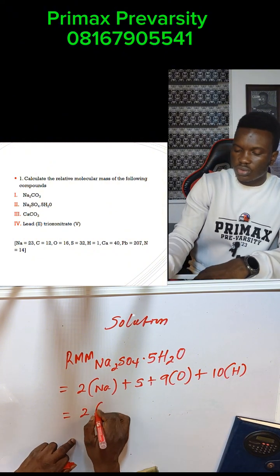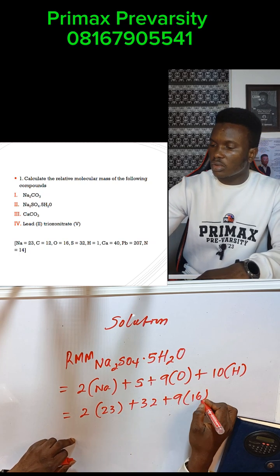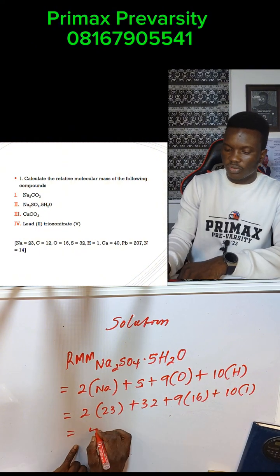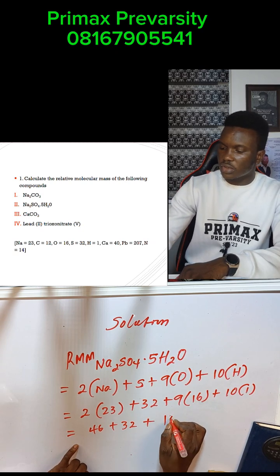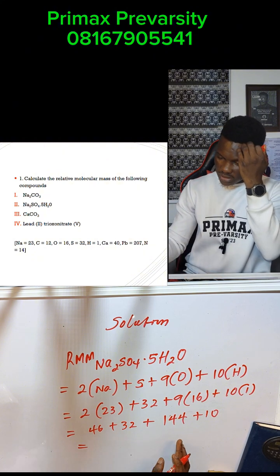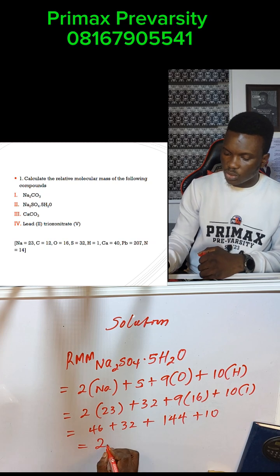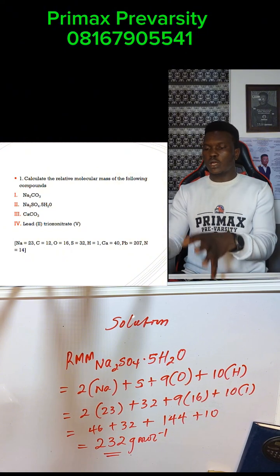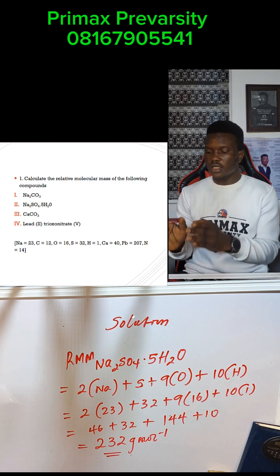So you're going to now have 2 into 23 plus 32 plus 9 into 16 plus 10 into 1. If you do that all together, this will be 46 plus 32 plus 9 times 16, that's 144, plus 10. So altogether, 46 plus 10 is 56, plus 54, that's 200, plus 32, so that's 232 gram per mole. So the total molecular mass for Na2SO4.5H2O is 232 gram per mole.